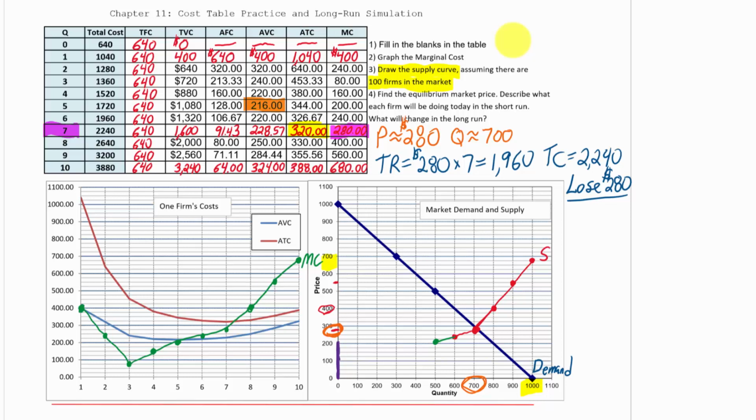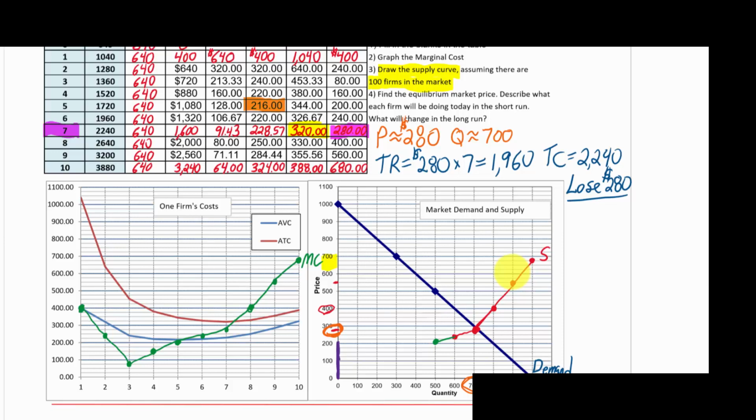And as they exit the industry, when we don't have 100 firms in the market, this supply curve is going to start to shift to the left. And the supply curve is going to shift to the left until we get to the break-even price, when entrepreneurs don't have a better opportunity out there. All right, let's shift to our Excel worksheet now, where we can see this happening in action.